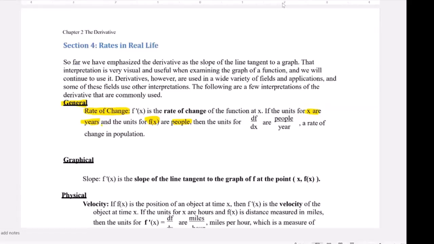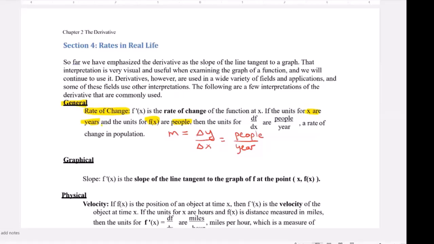Remember, the slope is always going to be equal to the rate of change, and the slope is equal to the change in Y divided by the change in X. So that would be, well, we said f of X is people. So we would have people. And we also said that X is years. So we would have people per year.